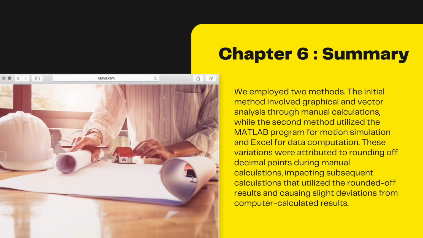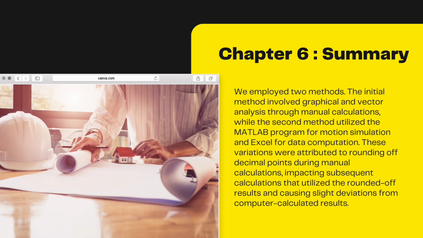Upon comparing the outcomes from both methods, we observed notably similar results with minor and major deviations. These variations were attributed to rounding off the decimal points during manual calculations, impacting subsequent calculations that utilized the rounded-off results and causing slight deviation from computer calculated results. Importantly, the major deviations were notably influenced by human error in the CAD calculation process, emphasizing a significant departure from accuracy.